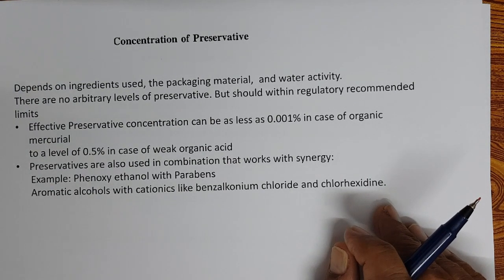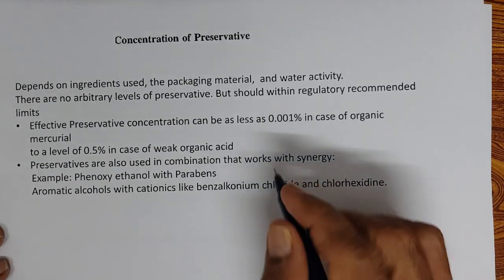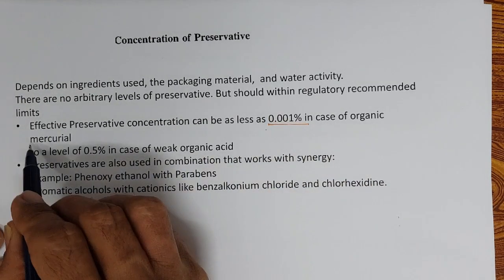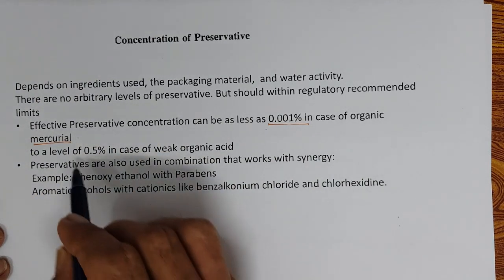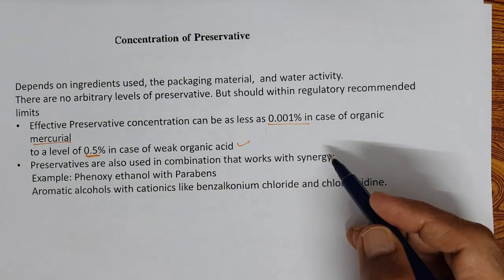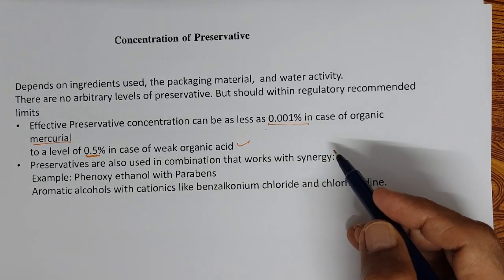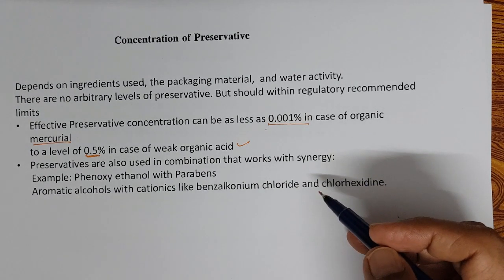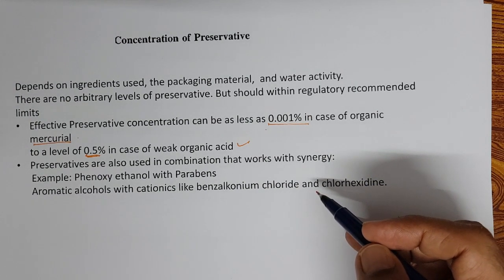Now the effective preservative concentration can be as low as 0.001% in the case of organic mercurial compounds, to a level of 0.5% in the case of organic acids. Phenoxyethanol we can go up to 0.8%. So it is very specific to the preservative you use, right? The efficacy.